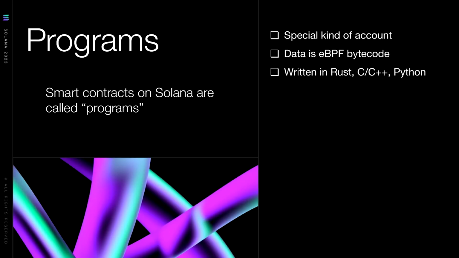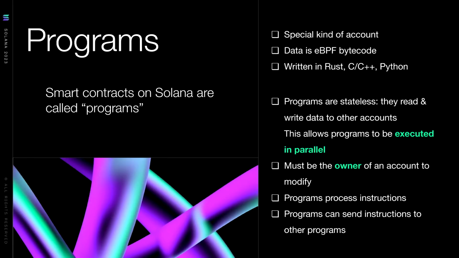The data that's stored within that specific account is eBPF bytecode, which is the Berkeley Packet Filter bytecode. Programs are typically written in Rust, whether it's native or one of the Solana Rust frameworks that are out there. You can also write programs in C and C++, and there's a couple of helper libraries out there for writing programs in Python, and then soon other common programming languages. But for things like Python and JavaScript, any programs that are written in those typically just get transpiled down into their Rust code equivalents.